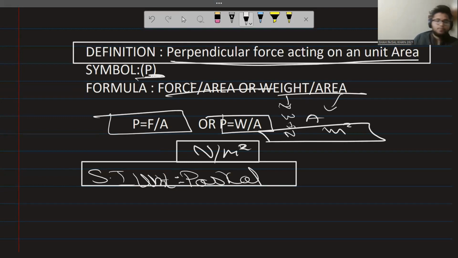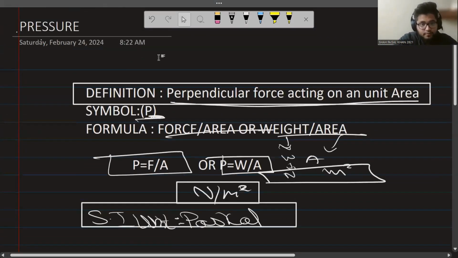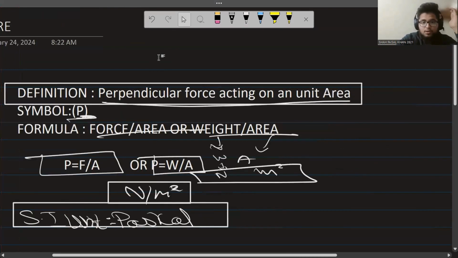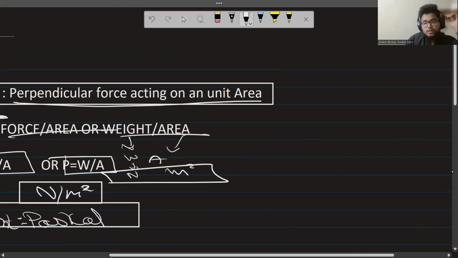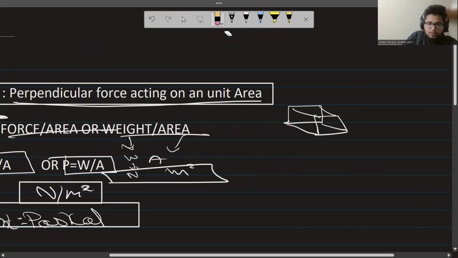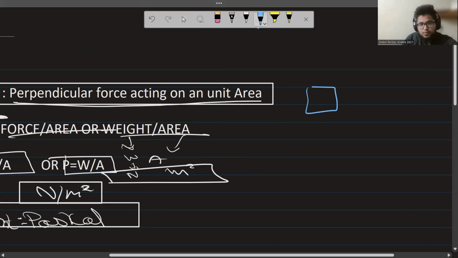So we are done with the basics of pressure. What's the definition of pressure? It's the perpendicular force acting on a unit area. So basically it means that, for example, let's suppose here is a box. Let's take a piece of land.